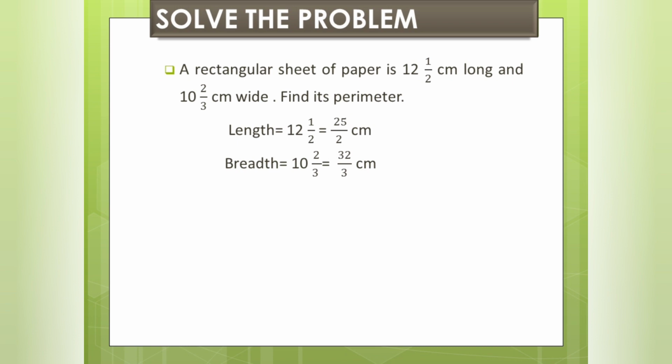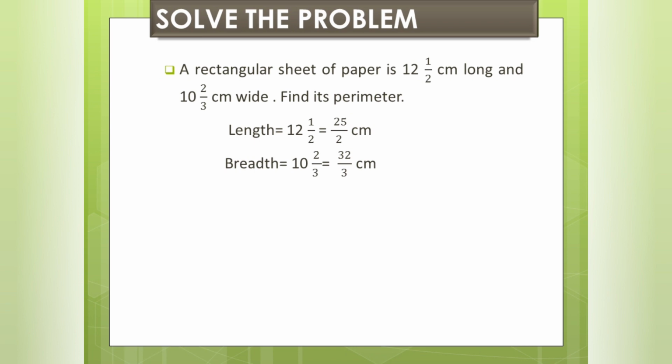First of all, we have to write what things are given in the question. Length is given, that is equal to 12 integer 1 upon 2. It's a mixed fraction, so we have to convert it into an improper fraction. So we are getting 25 upon 2 centimeter. Breadth is given as 10 integer 2 upon 3. Then we'll convert into an improper fraction. After that we'll get 32 upon 3 centimeter.